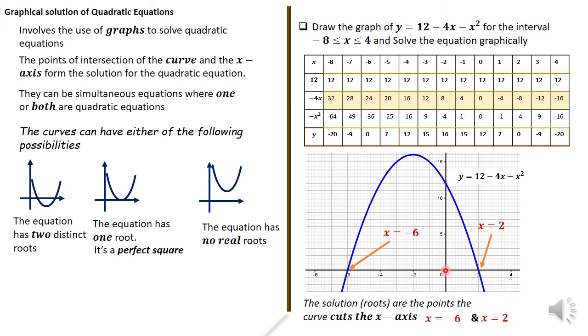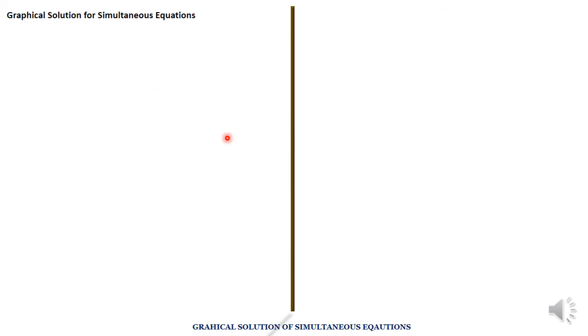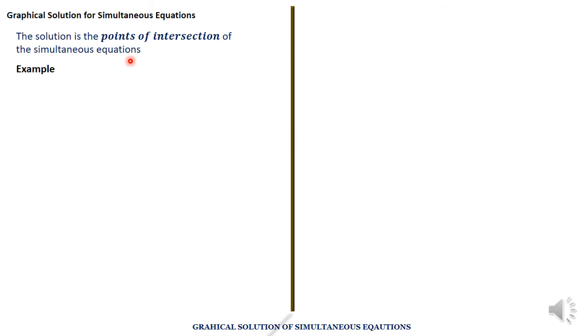And that brings me to the end of that particular part of the lesson. Let's move on to another part. We are going to attempt this time around graphical solution for simultaneous equations, and so let's just get to it straight away. The solution is normally the points of intersection of the two simultaneous equations. And let's just go straight to the example.